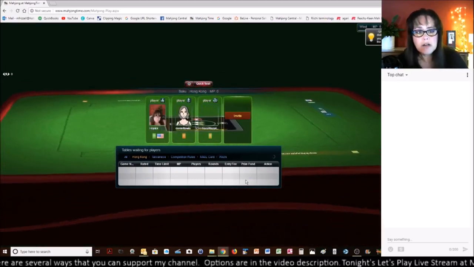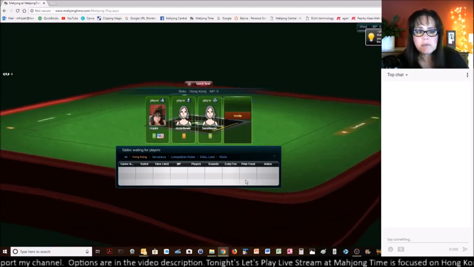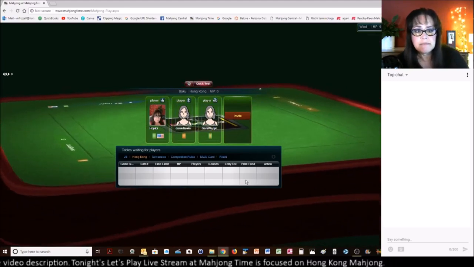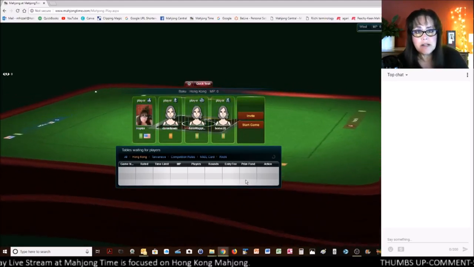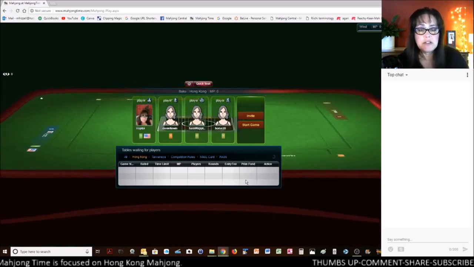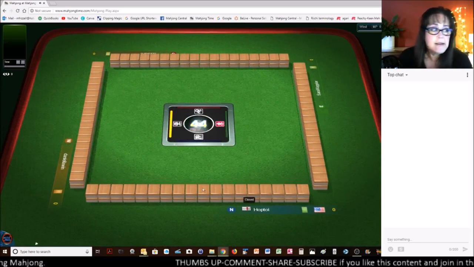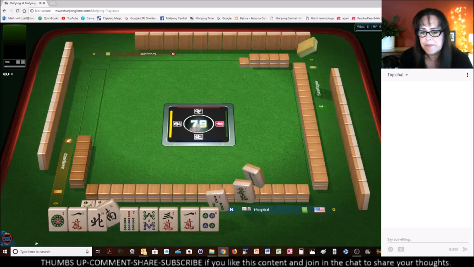We're going to be playing Hong Kong Mahjong tonight. This particular table is going to be a zero fan minimum, so chicken hands are allowed. I'm going to try really hard to not be tempted to play big hands, because a lot of times people will play chicken hands. If you have any questions along the way, write them in chat and I'll do my best to answer them.